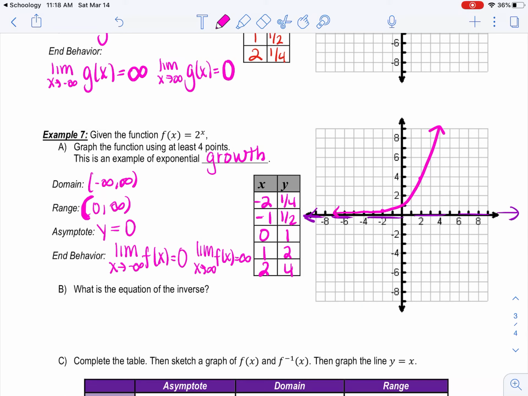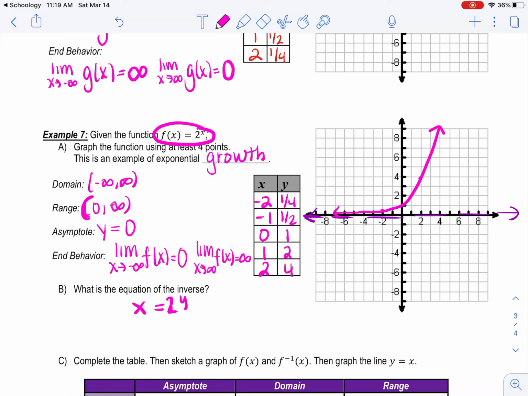Next it says, what is the equation of the inverse for this problem? So if you look right here, here's the original. This is just extra practice here. So the inverse of an exponential function is a logarithm. So let's just get that logarithm. We'll put x equals 2 to the y power.